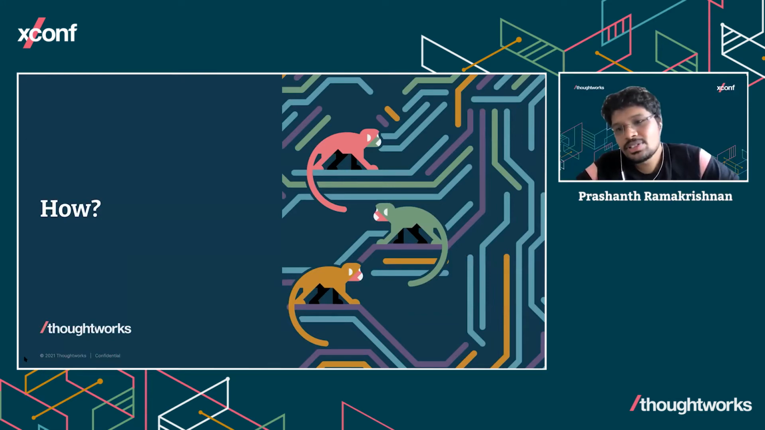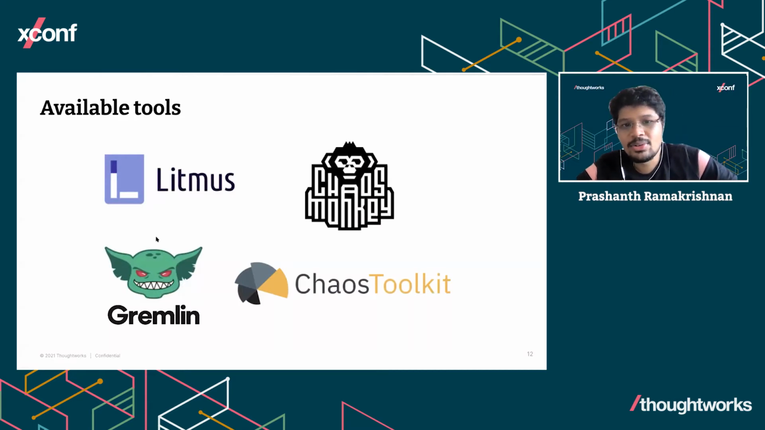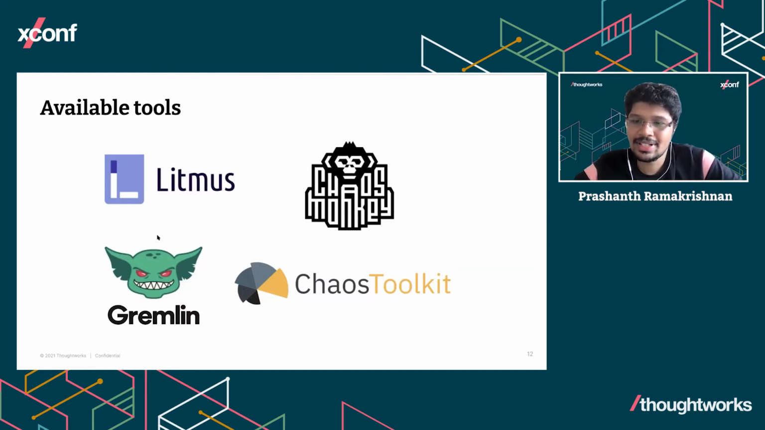So let us look into how we do these kind of chaos testing. To start, let me go into available tools which are there. There are both paid and open source tools available in the market. Netflix as a company, as most of you would be aware, was one of the first companies which popularized this kind of chaos testing and came up with their tool called Chaos Monkey.